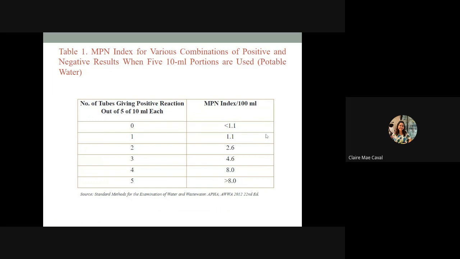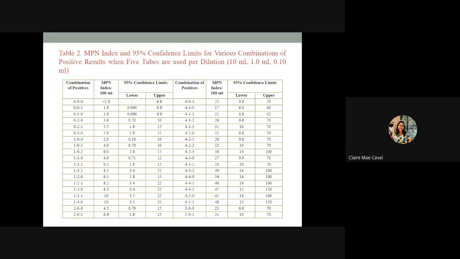So if you notice, in multiple tube, it's less than 1.1. In the membrane filtration technique, that's less than 1.0 colony forming unit per 100 ml. So in multiple tube, less than 1.1 MPN per 100 ml. Again, we always follow the normal values or standard values from the Philippine National Standards for Drinking Water. So this is the tabulation of values for your multiple tube fermentation technique.